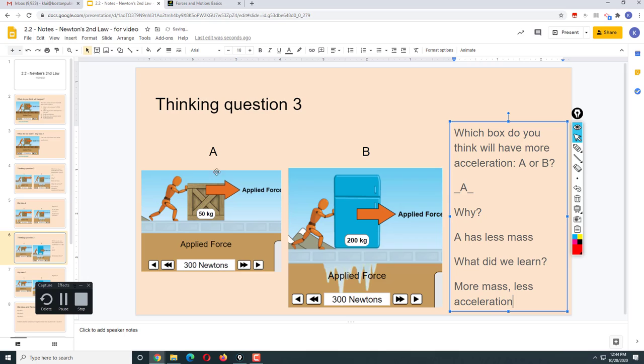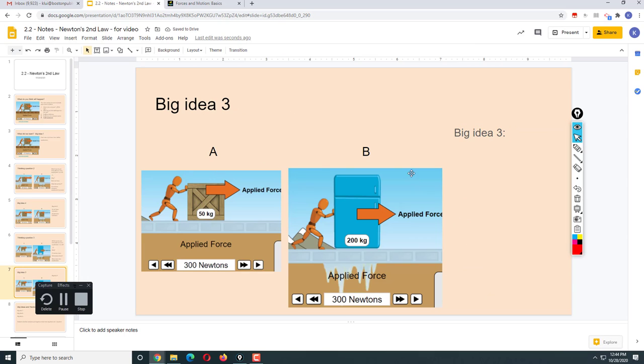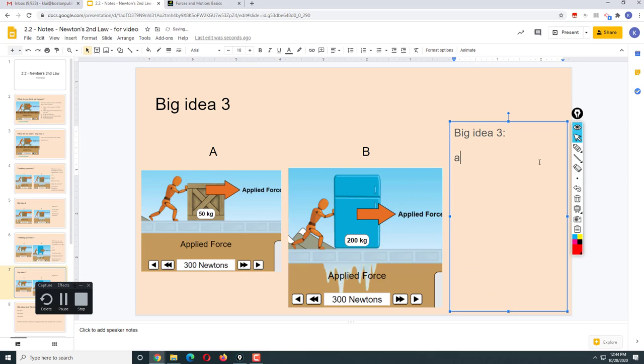So big idea 3: as mass increases, acceleration decreases. Mass increases, acceleration decreases.